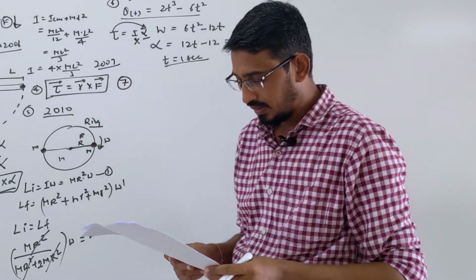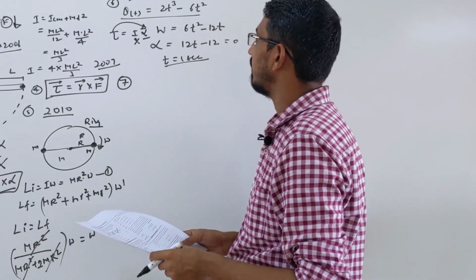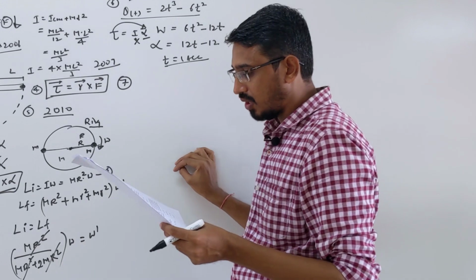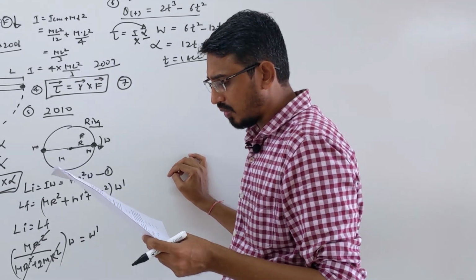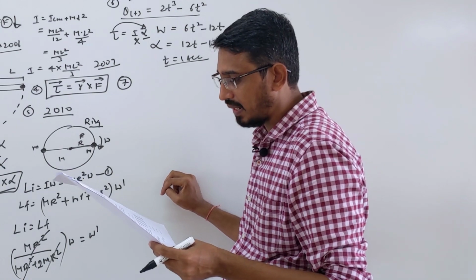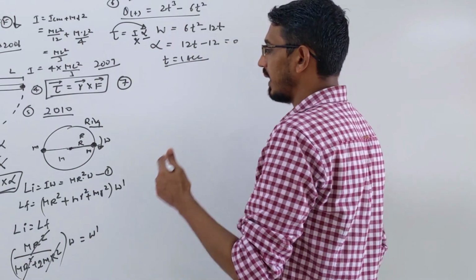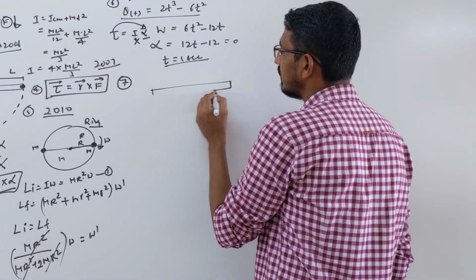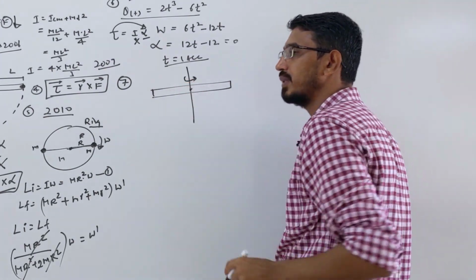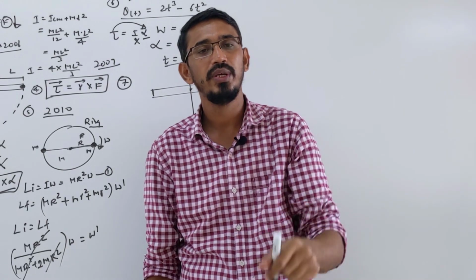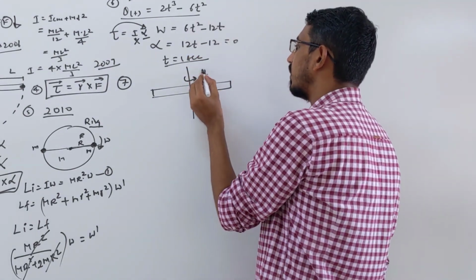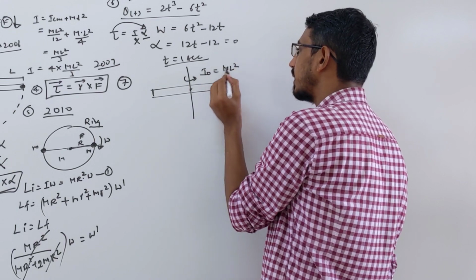This is also from AIPMT 2011. The moment of inertia of a thin uniform rod of mass m and length L about an axis passing through the midpoint and perpendicular to its length is I naught. Again a rod question, a simple problem. They are saying the inertia about this point, an axis passing through the midpoint and perpendicular to the length. This is given as I naught, and you already know that it is M L square by 12.